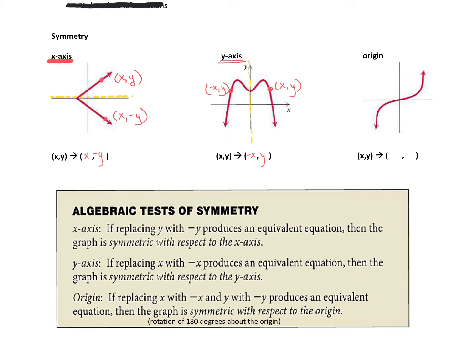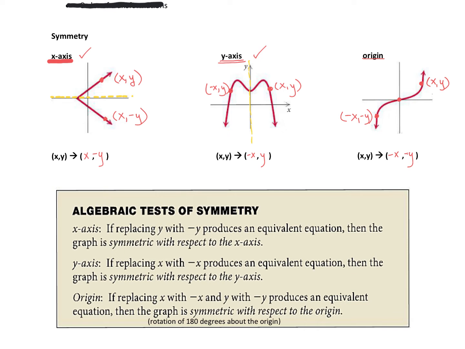Lastly, if I have symmetry about the origin, right here in the center, that means that if I have some ordered pair (x, y), I'm also going to have the corresponding ordered pair (-x, -y). So we can see those graphically, typically. I like to think of folding on a particular axis. So if I fold it on the x-axis, does it land on itself for this one? If I fold it on the y-axis, does it land on itself there?